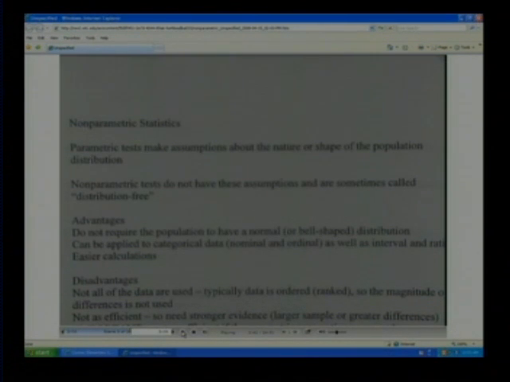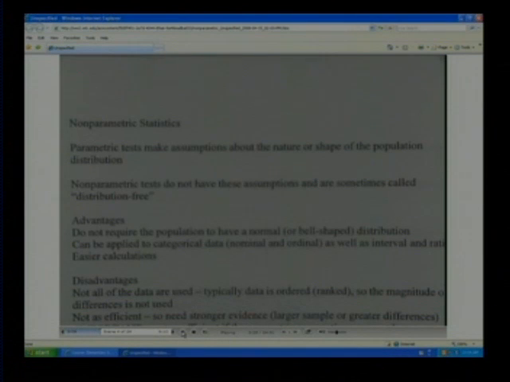When the data is ordered, sometimes you have to throw away the magnitude. It's not as efficient, so you need stronger evidence. And stronger evidence could be either a larger sample size or a greater difference. And as we talk about efficiency, that's the efficiency assuming that the parametric assumptions are met. If the parametric assumptions aren't met, then the non-parametric is more efficient than the parametric.